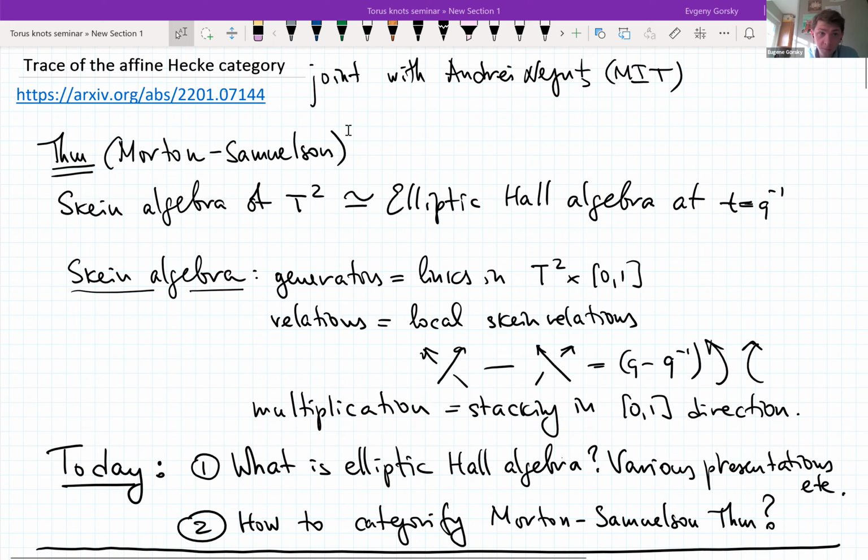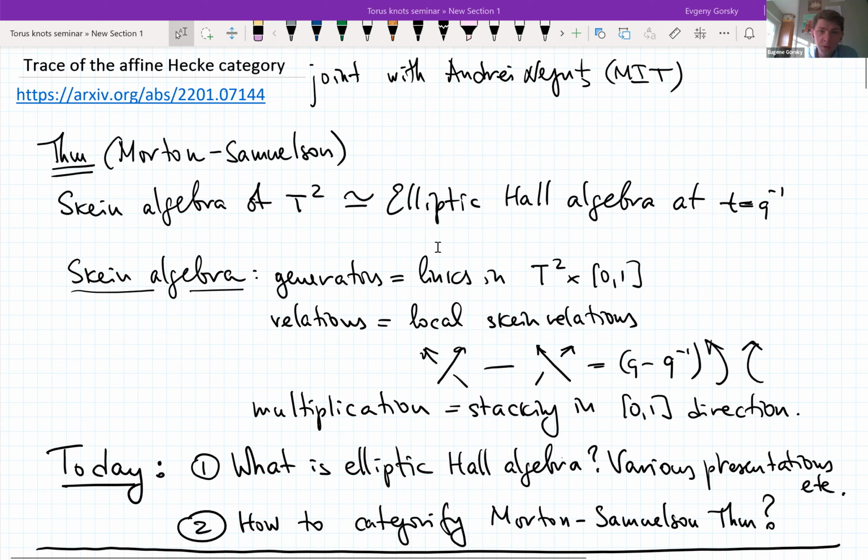The main goal of this talk is to talk about this beautiful theorem of Morton and Samuelson, which relates the skein algebra of the two-torus to some specialization of the elliptic Hall algebra. I will define what the elliptic Hall algebra is in a couple of minutes. This algebra depends on two variables, t and q, and we just specialize t to be equal to q inverse.